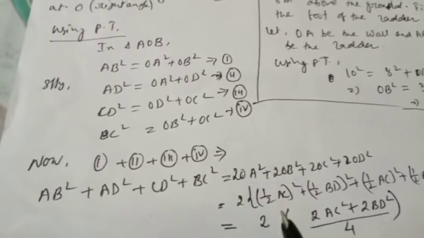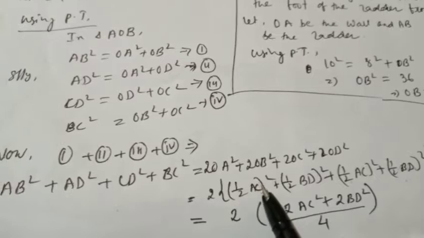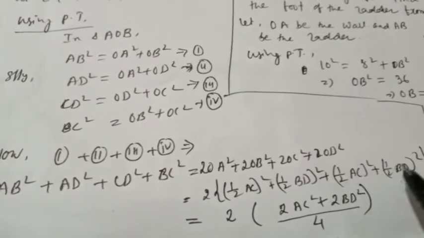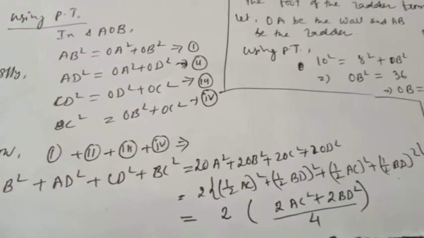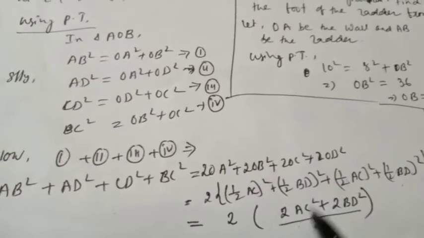So in the place of OA, half of AC. Similarly, half of BD, half of AC, half of BD. Now what is left? AC square by 4, BD square by 4, AC square by 4, BD square by 4. Now 4 is the LCM. Then what is left? AC square, there are 2 AC squares, twice AC square. Then BD square, there are 2 BD squares. Then 2 is common.